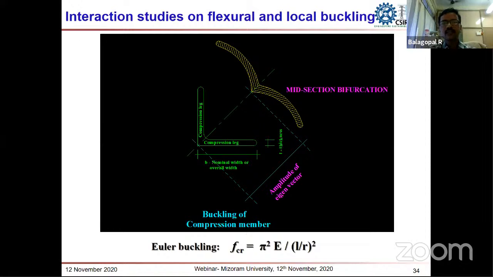Next, these are some interaction studies on flexural and local buckling. Here is a typical angle section. As the angle section buckles, there will be a bifurcation of the flanges of the angle section. This is the amplitude of the eigenvector, that is, the amplitude of the buckling. This is in-plane buckling, and this buckling is governed by this Euler buckling formula.